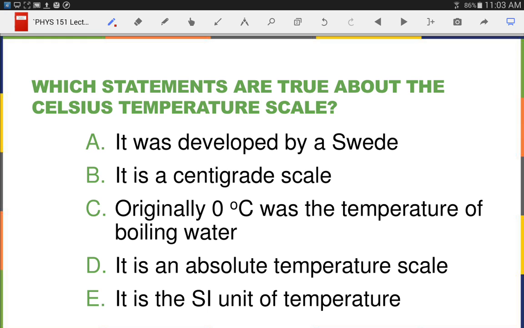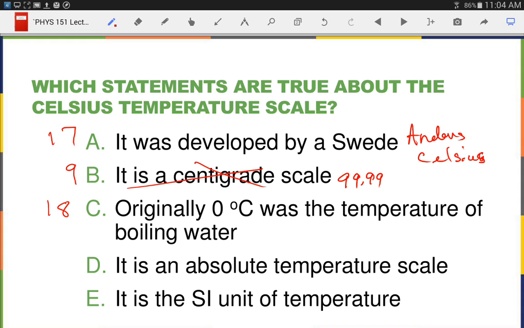Okay. So we had 17 who said it was developed by a Swede. That is definitely true. What's his name? Yeah. Celsius. Good call. We had 9 people that said it's a centigrade scale. Originally that was true, but it's not true anymore, because now it's a 99.99 instead of 100 scale. Originally, 0 degrees Celsius was the temperature of boiling water. 18 people remembered that's correct. He had it flipped originally from what we have now.